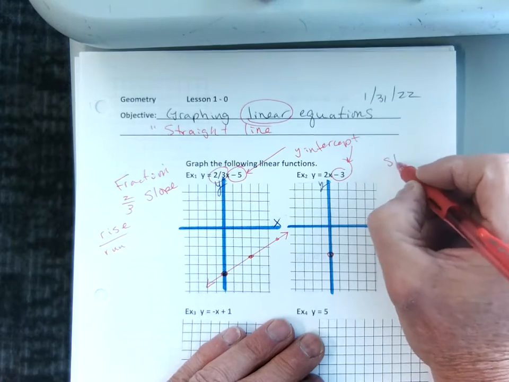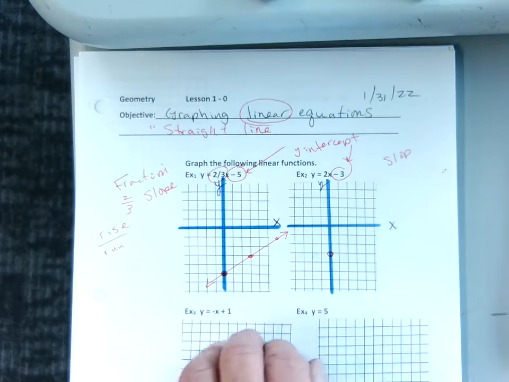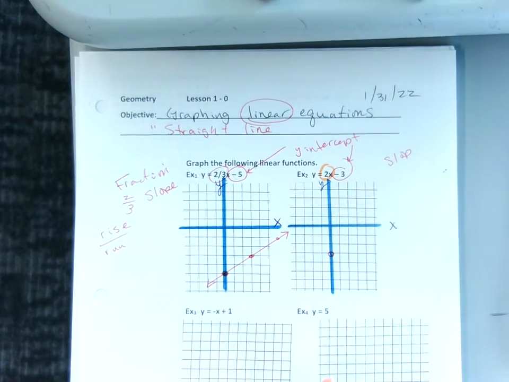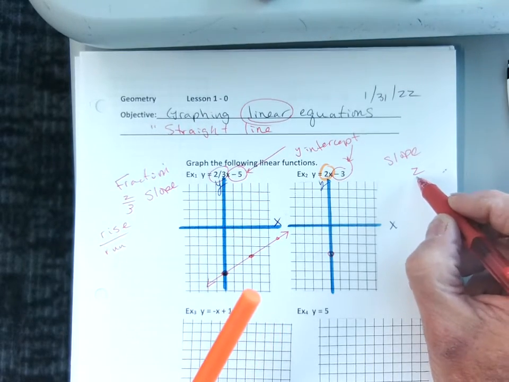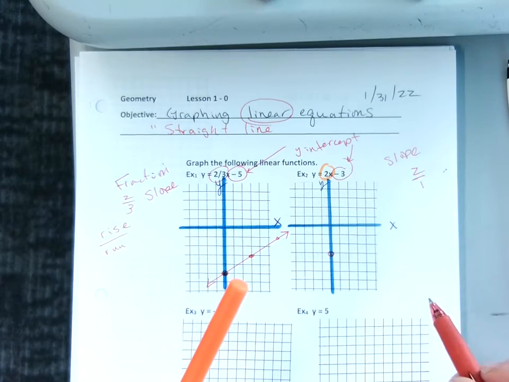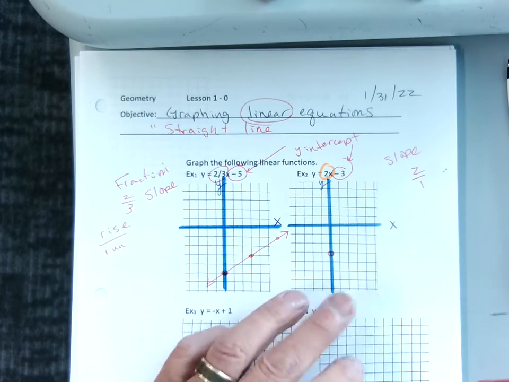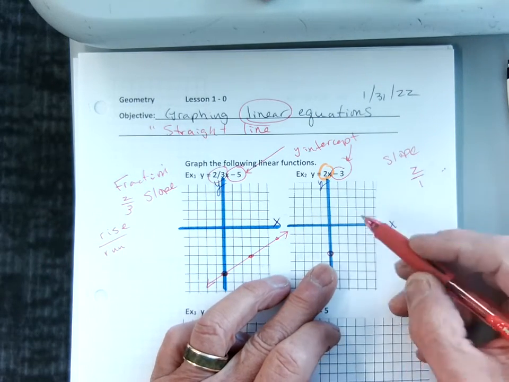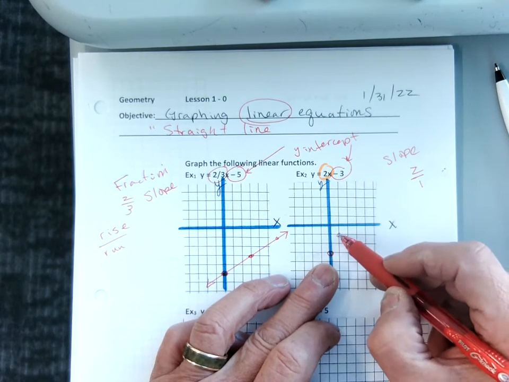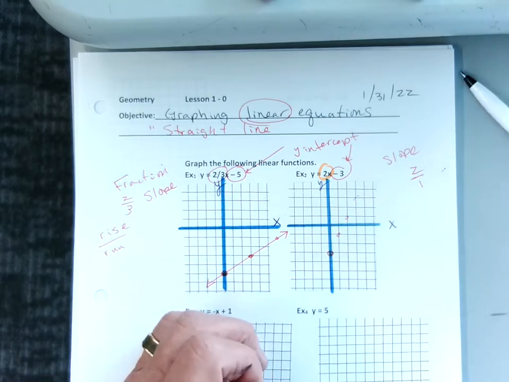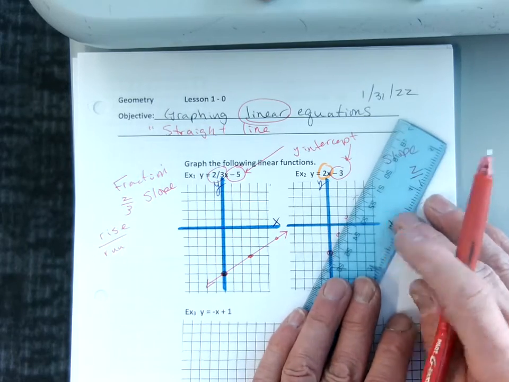And I have a slope. So the slope is the other number. My slope is 2, but I need a fraction, so I make it 2 over 1. Doesn't that make it a fraction? So let's start down at -3, and we're going to walk it up 2 over 1, our slope. Start at -3, up 2 over 1, up 2 over 1. Walk it up, use my ruler, connect the dots. Okay.